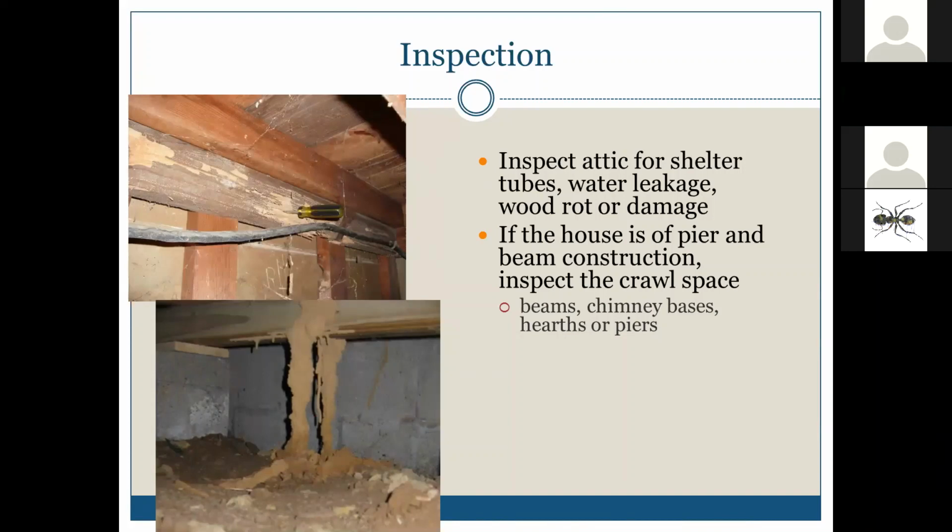On the bottom picture, you see a house that is on pier and beam construction, and so there is a crawl space underneath it. The crawl space may or may not be accessible. It's always a good thing when you're inspecting a crawl space that it is accessible, and it's also better when it's vented and it allows air to circulate through there.